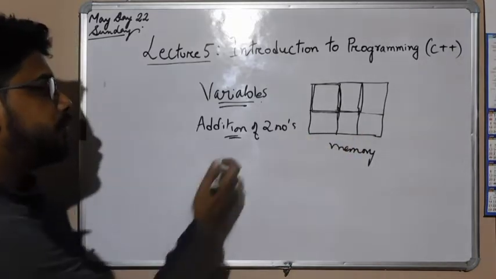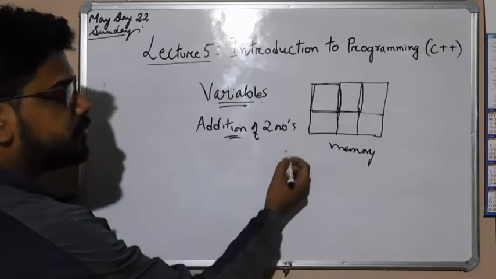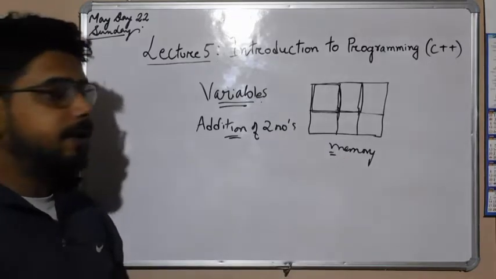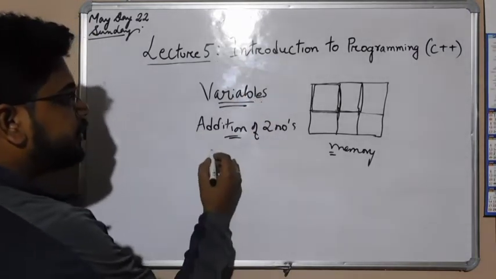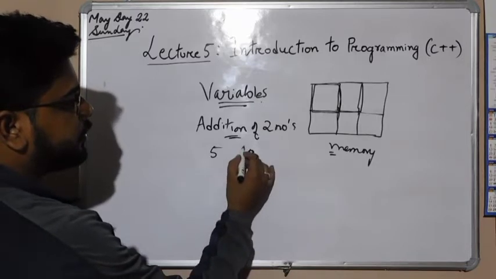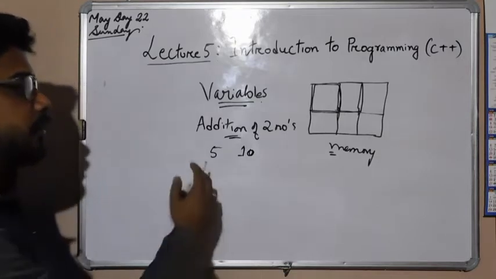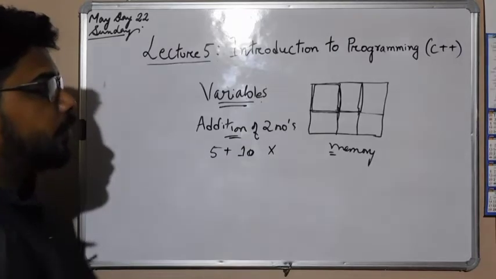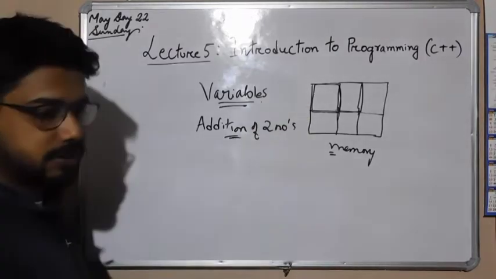Now when we want to do the addition of these two numbers, first of all we have to take into account the computer's memory. So here comes the role of variables. Let's say we want to add 5 and 10. Simply we cannot give an instruction to the computer to do 5 plus 10. This is not possible. What we have to do instead is create variables.